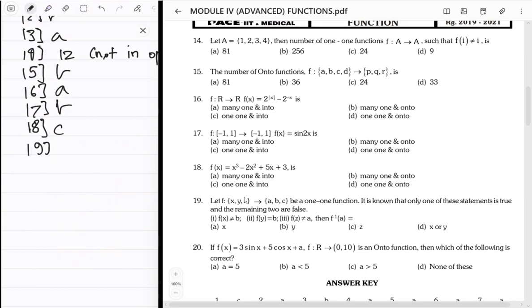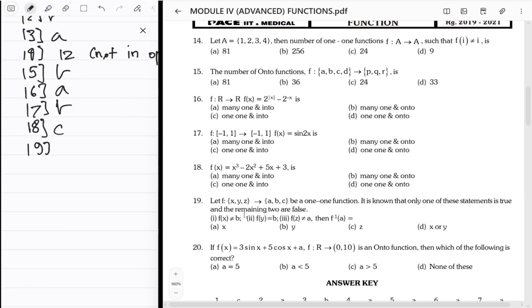Let f from the set {x, y, z} to the set {a, b, c} be a one-one function. It is known that only one of these statements is true and the remaining 2 are false. So the first statement is f of x is not equal to b, then f of y is equal to b. Let's think about it. How many one-one functions can we actually get? Factorial 3, you get 6 such functions. So do you have to check all such functions? I don't know. The remaining 2 are false.